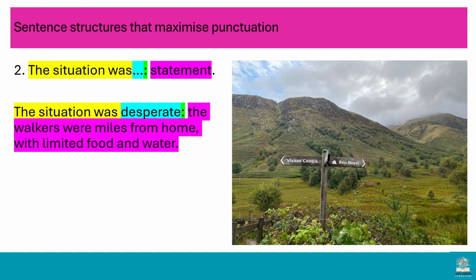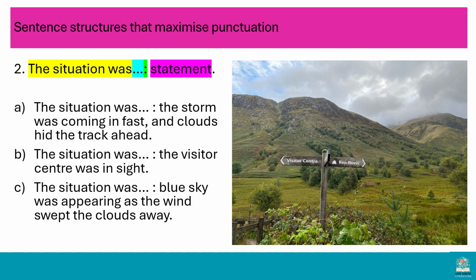Okay, so the second sentence structure then, the situation was something, colon, and then we have our statement. So again, we're working on using the colon in this sentence. So the situation was desperate, colon. The walkers were miles from home with limited food and water. Okay, so again, your turn. Pause the video, see what 3 words you could slot into these examples, then start the video again.